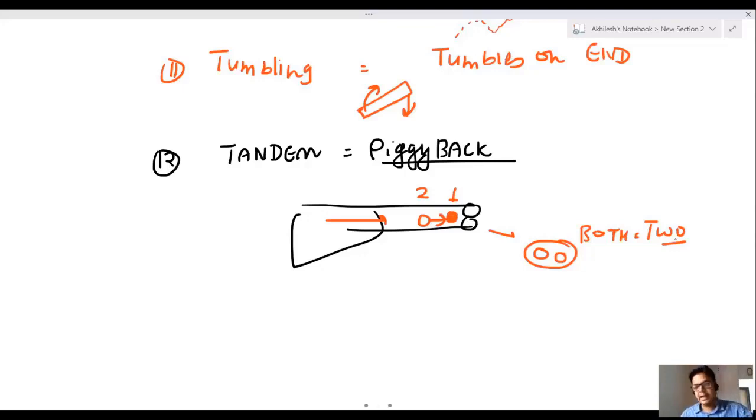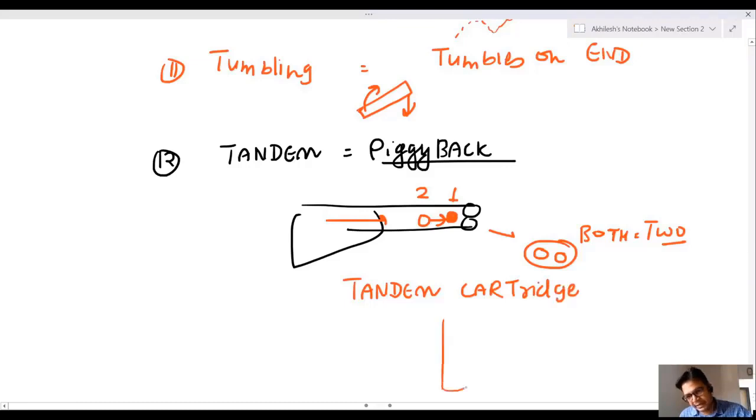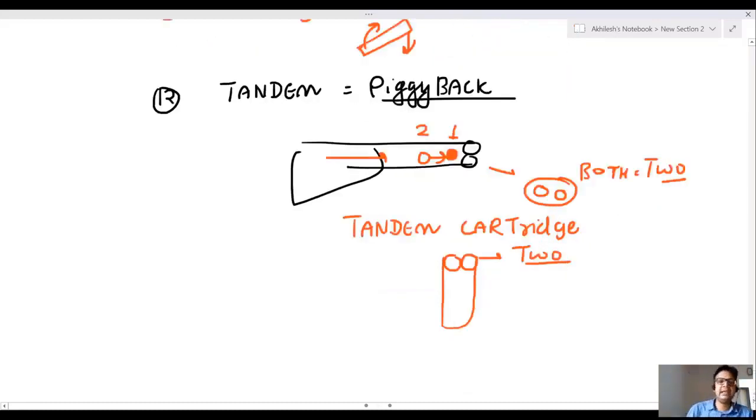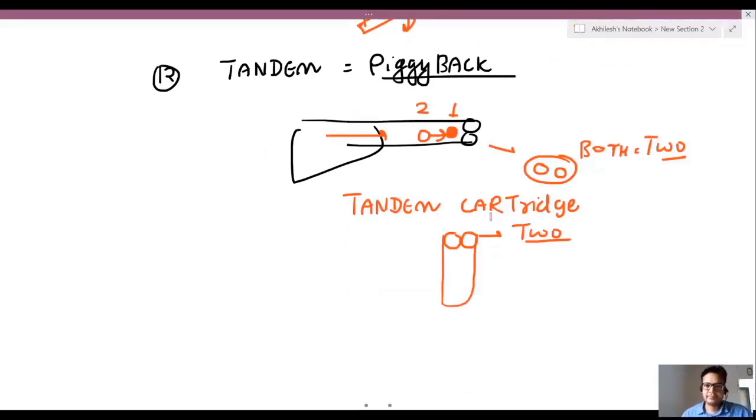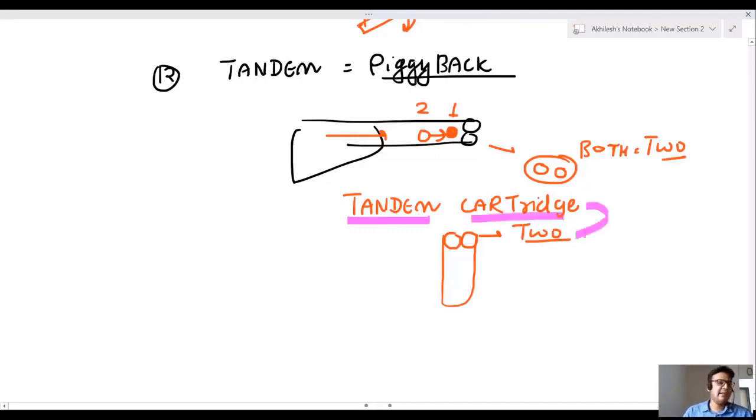And also, what is tandem cartridge? This is a cartridge. If two bullets are present in a single cartridge, this is known as tandem cartridge. Two bullets are present in a single cartridge, so there will be two entry wounds. This is a tandem cartridge.